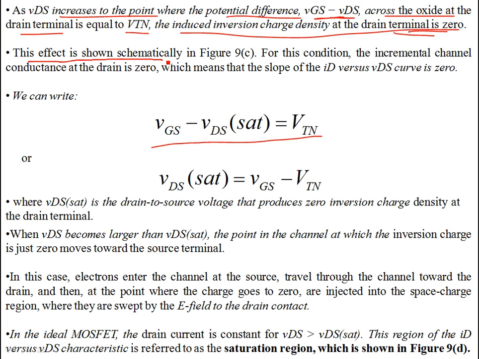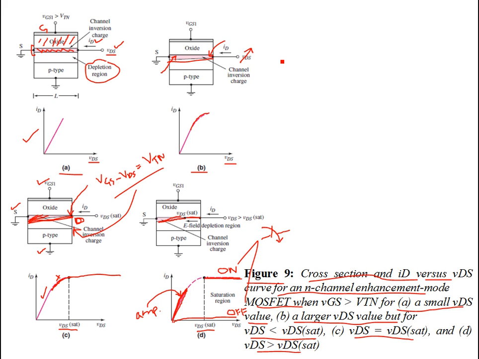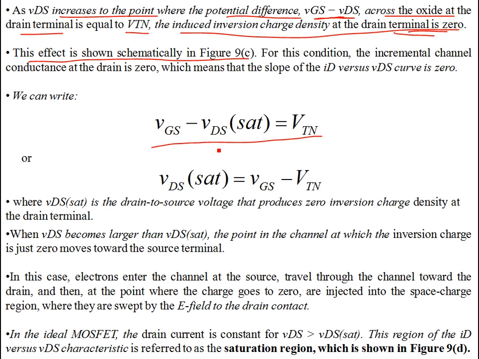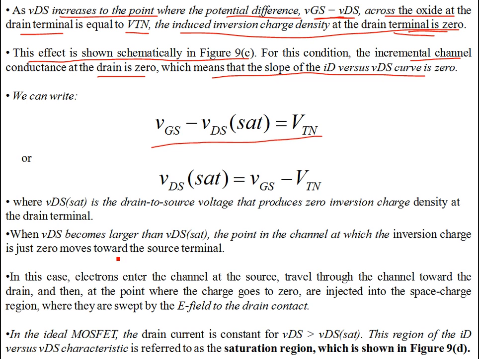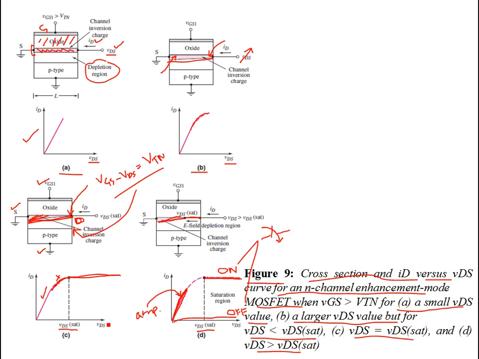This effect is shown schematically in 9C, over here. So VGS minus VDS sat has reached VTN. For this condition, the incremental channel conductance at the drain is 0, which means the slope of the ID versus VDS curve is 0. The slope beyond this point is 0; the gradient is 0. So increasing VDS, by a small or large amount, beyond VDS saturation does not help in increasing ID. ID does not increase.